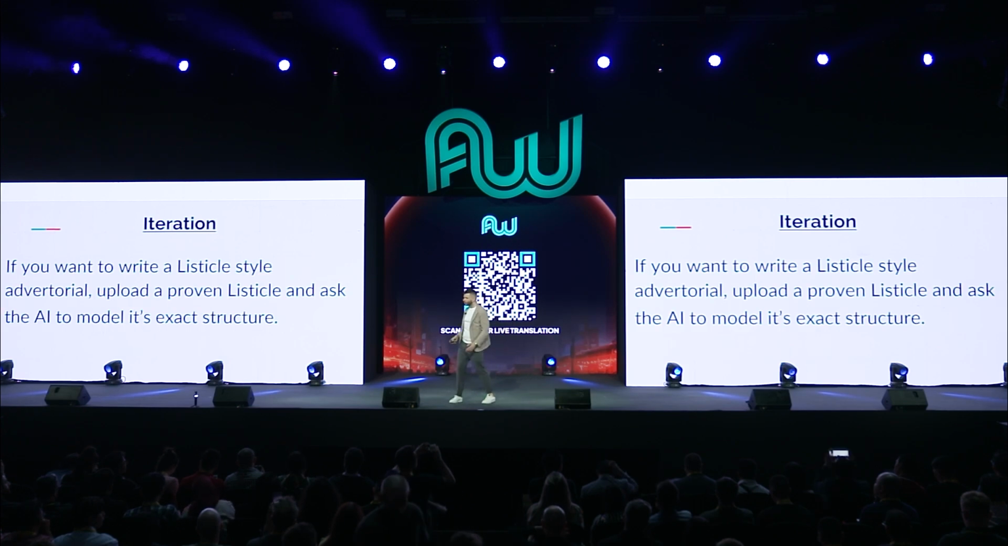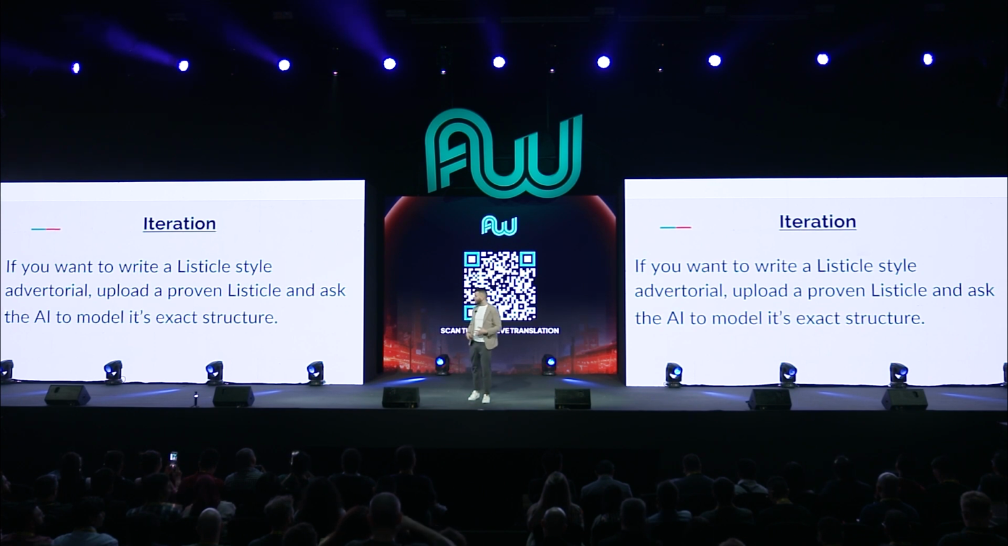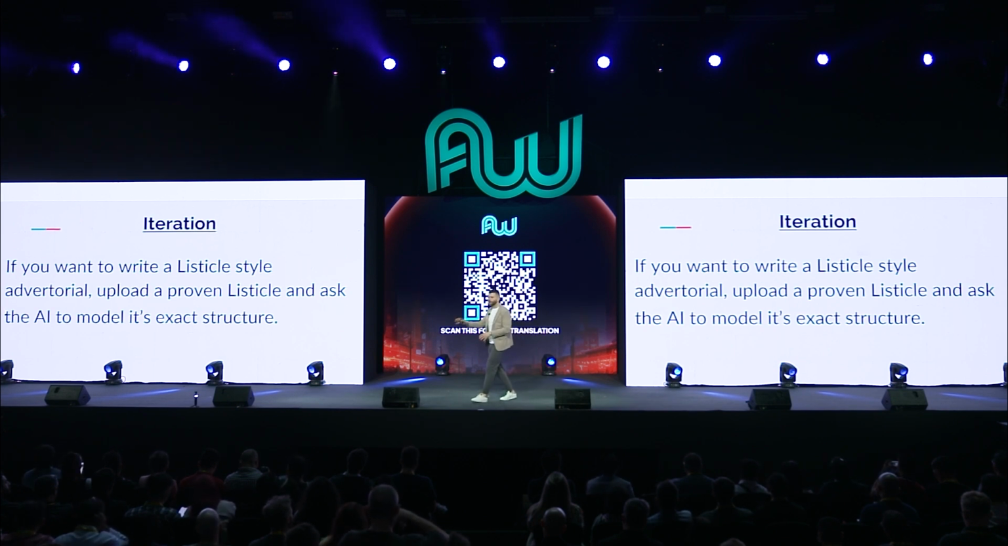So with iterations, if you want to write a Listicle style advertorial, and by the way, this is probably one of the easiest ones to create. A Listicle is a variation of advertorial where you have several reasons why people should buy the product, several benefits, kind of like pre-selling your product before showing them the product page. So in this case, you would upload the proven Listicle. I'll give you one example here in a second, and ask the AI to model its exact structure.